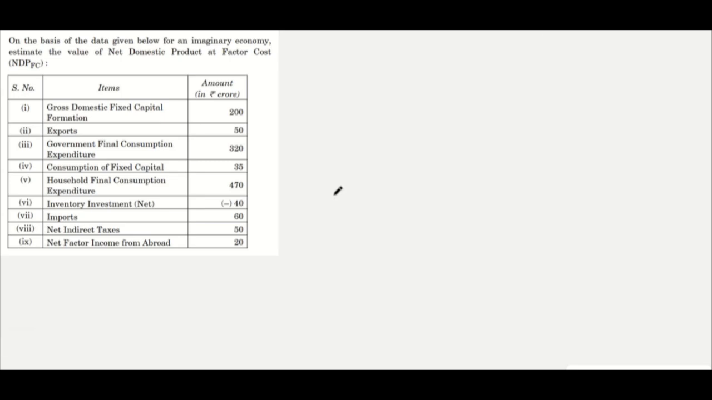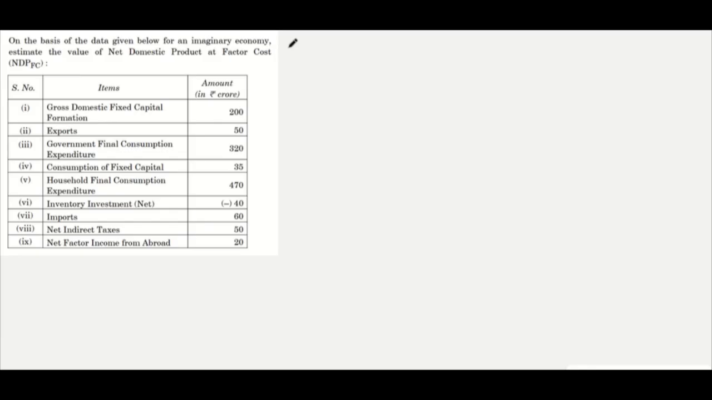Hello all. So today we will be checking a new question. The question is already given here. On the basis of the data given below, for an imaginary economy, estimate the value of net domestic product at a factor cost. So what we have to find here? NDP at a factor cost. For that we have to do it in a step-by-step form.